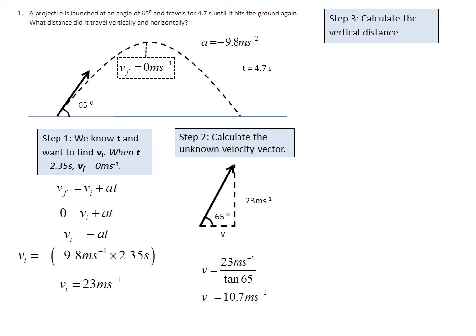Right, we've got two velocities. We can start working out the distances. Let's work out the vertical distance. Vertical distance, we know the time, okay, to get to the top. We know the acceleration, we know the initial velocity, and we know the final velocity. So there's a few different equations we can use. In this case, I'm just going to use this one here, d equals VIT plus half AT squared.